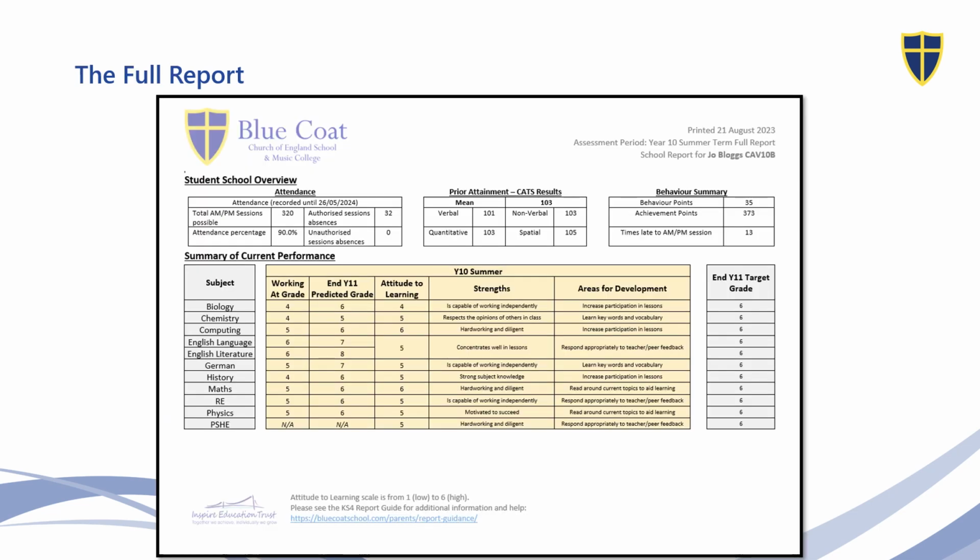Alongside 2 data reports, you will also receive 1 annual full report. The information on this full report will still continue to provide you with a working at grade, predicted grade, and attitude to learning, but it will give you for every subject 1 strength and 1 area for development. This, alongside our parents' evenings, are designed to give you a quick overview of exactly how well your child is engaging and what they need to work on to get better levels of progression and higher levels of academic attainment.